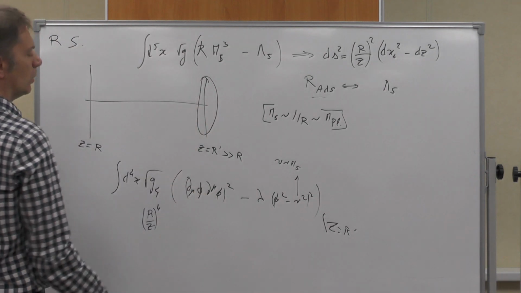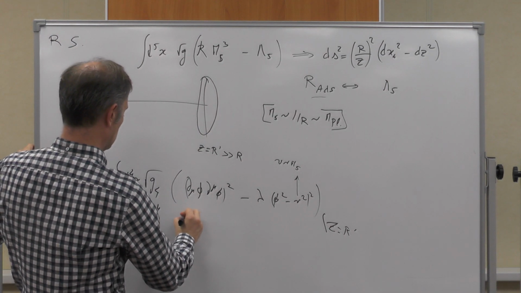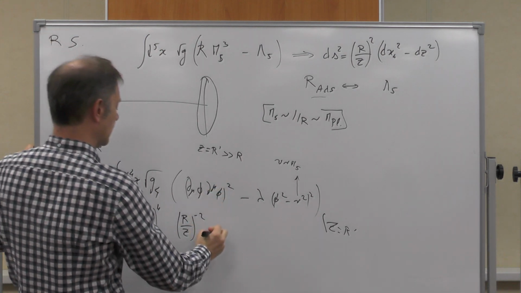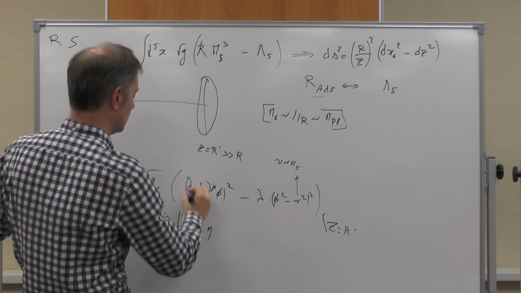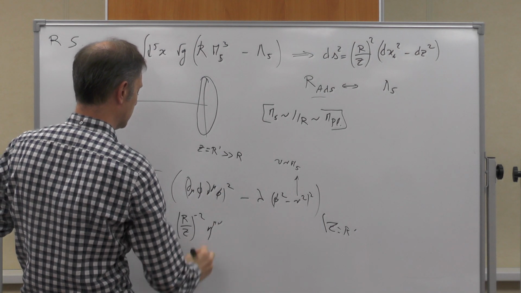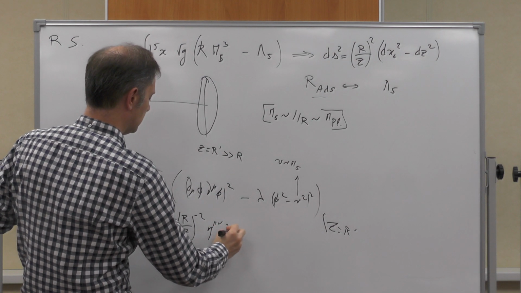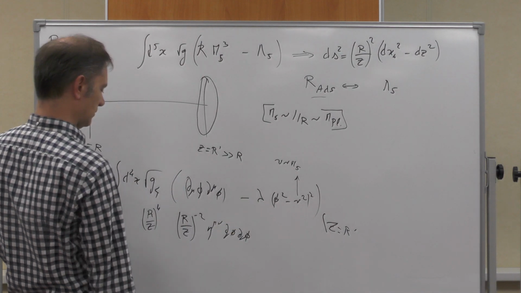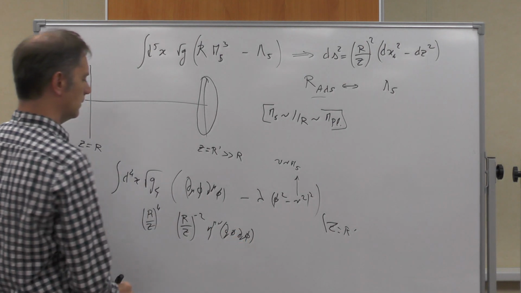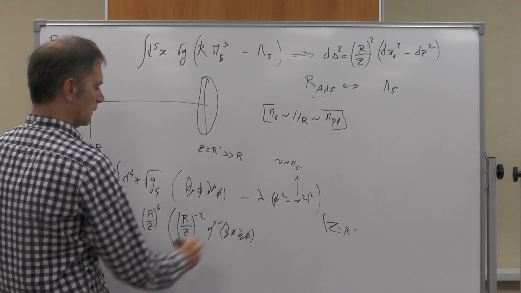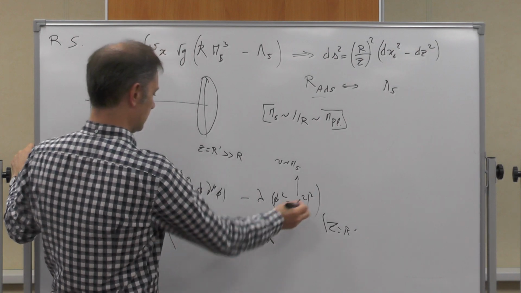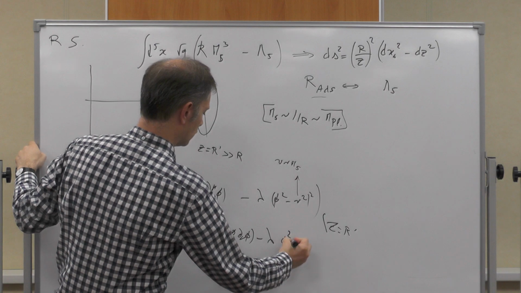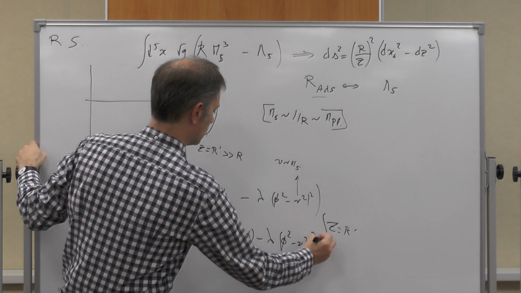For the derivative term, you have one inverse of the metric, so you have (r/z) to the minus 2. And in this case, you lower and raise the indices with the flat metric, eta mu nu, d mu phi, d nu phi. And for the second term, you don't have this extra power of the inverse of the metric, so phi squared minus v squared.